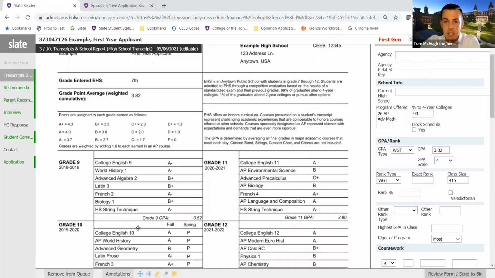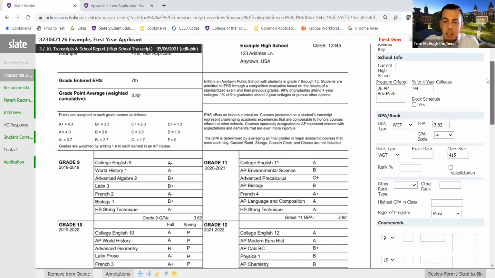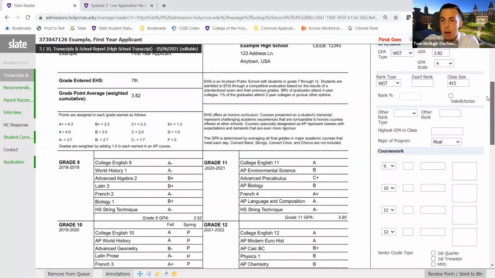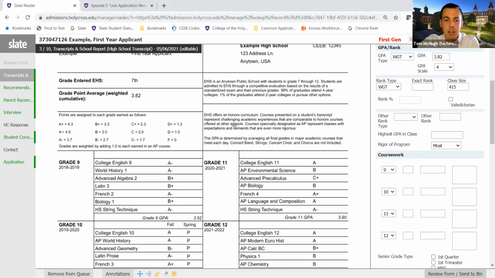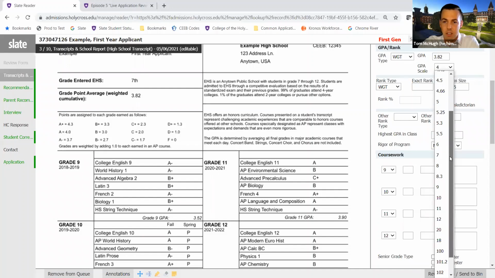So you'll see things like program offered. That is where counselors will be noting different areas of challenging curriculum that's offered. And you'll notice that some of these things are pre-populated, because our system is able to do a little bit of reading for us with some of the statistical info. We do have the GPA type as weighted, the GPA listed there, but there's certainly a lot here that we're going to want to fill in ourselves as well.